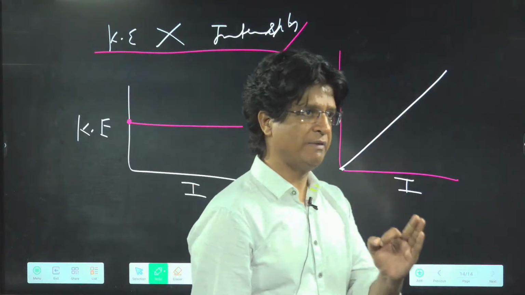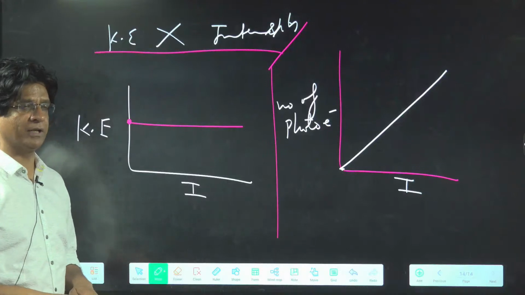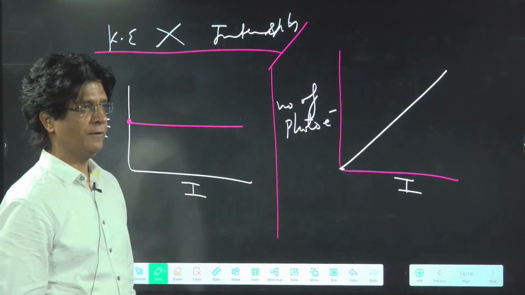3 graphs, very, very important graphs. You should be doing these graphs. Very, very extremely important graphs. Okay? Sure?